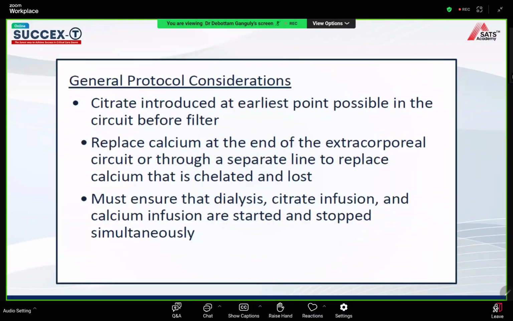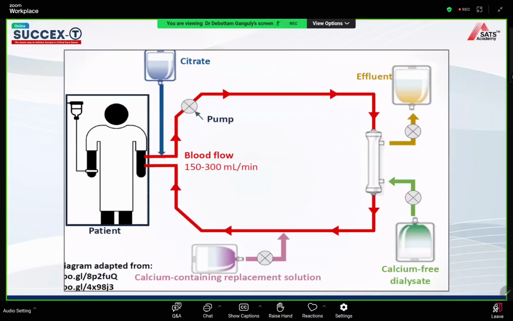So general protocol consideration: citrate is introduced at the earliest point possible in the circuit, before the filter. Replace calcium at the end of the extracorporeal circuit or through a separate line, to replace the calcium that is chelated and lost, and we must ensure that the dialysis, citrate infusion and calcium infusion are started and stopped simultaneously.